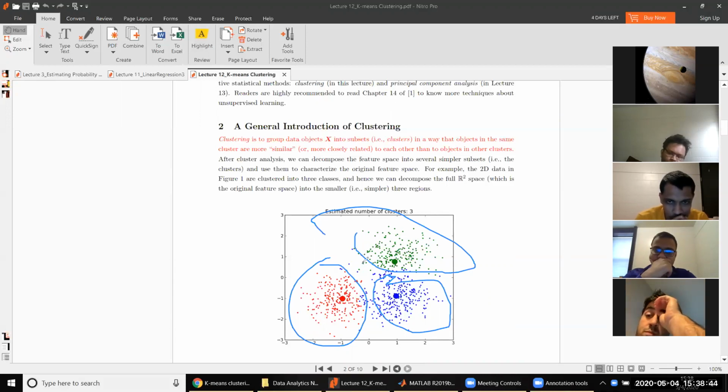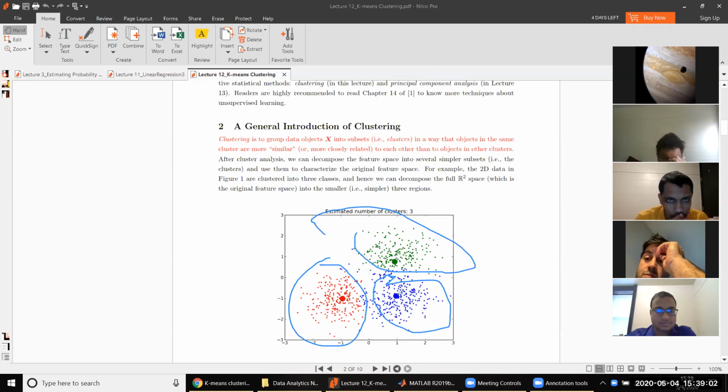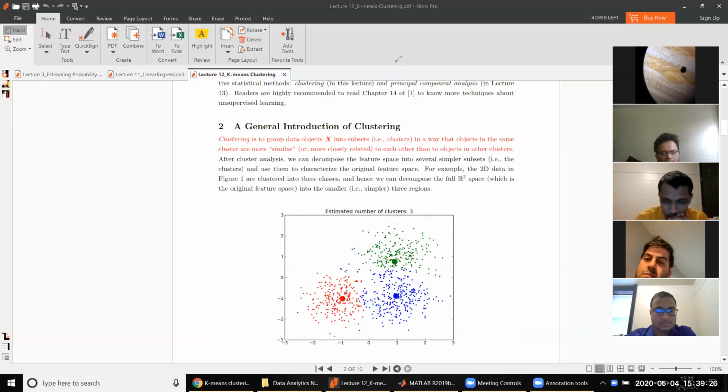Now suppose I have the three clusters here, and suppose the clustering is done very successfully. Then you no longer need the whole R2 space. You only need these three groups, especially the information of the centroids. See it? That's the point of clustering: instead of using the whole feature space, I can cut it into multiple subspaces, which are simpler and smaller. Then when I describe or characterize the data, it's going to be easier for me.